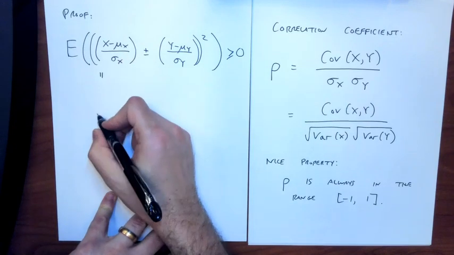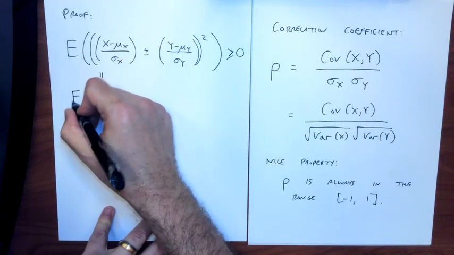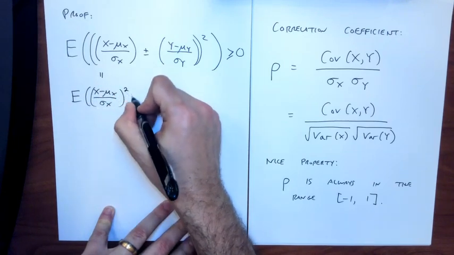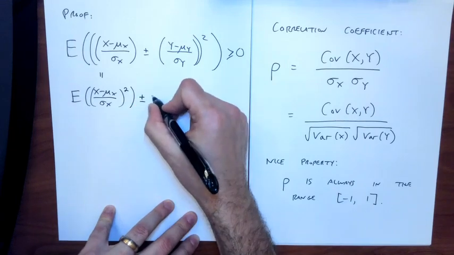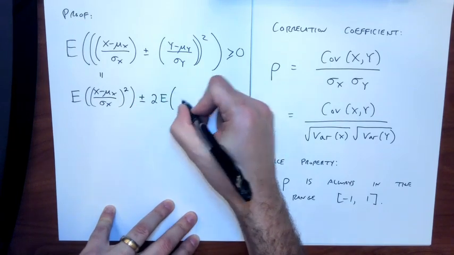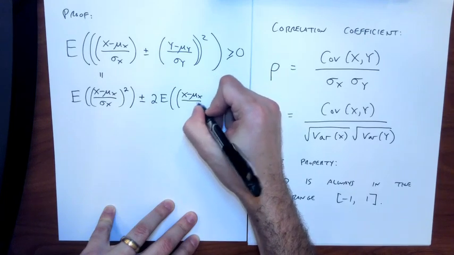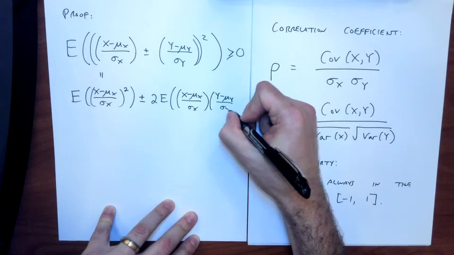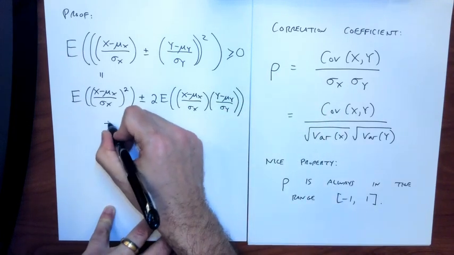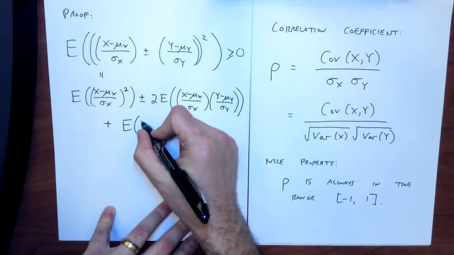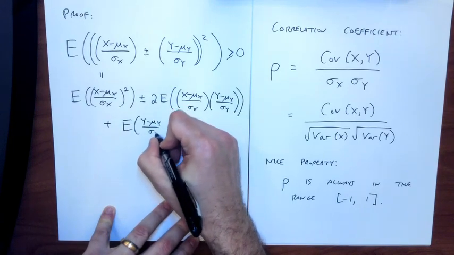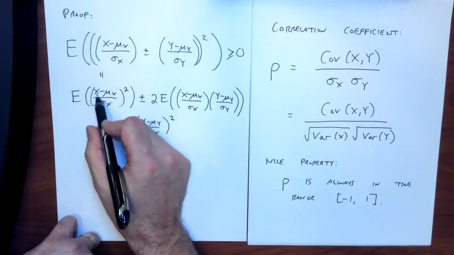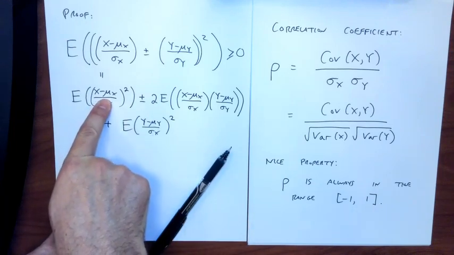And if I write out what this means, the first part is the expected value of ((x minus mu x) over sigma x) squared. The second part is going to be plus or minus 2 times the expected value of (x minus mu x) over sigma x times (y minus mu y) over sigma y. And then the other part is going to be the expected value of ((y minus mu y) over sigma y) squared, right?